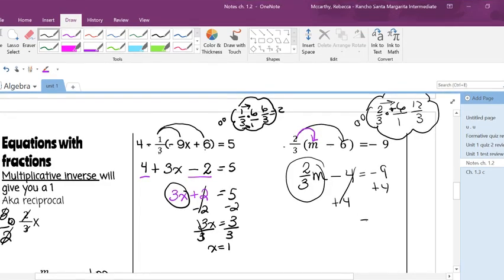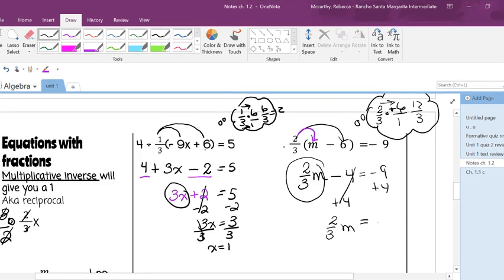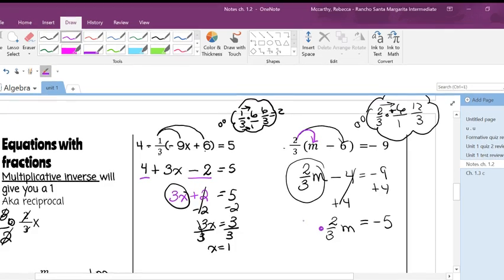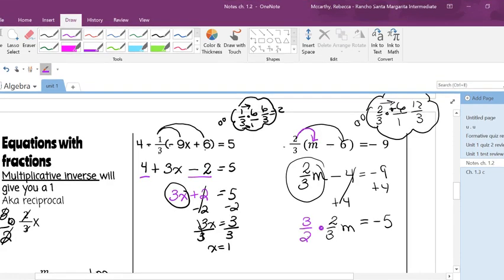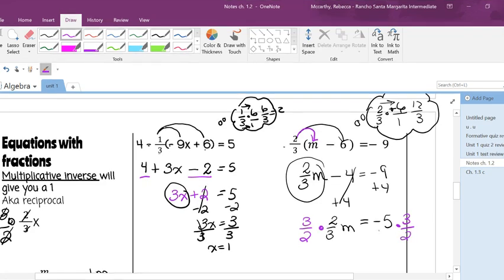And that goes away, and I get 2/3 m equals -5. Now, I'm going to use the multiplicative inverse, or simply multiply by the reciprocal. As long as I do the same thing to both sides, totally legal. So 3 times 2 is 6, 2 times 3 is 6, and I'm left with a 1m. That's what we wanted. And I'm going to multiply across.